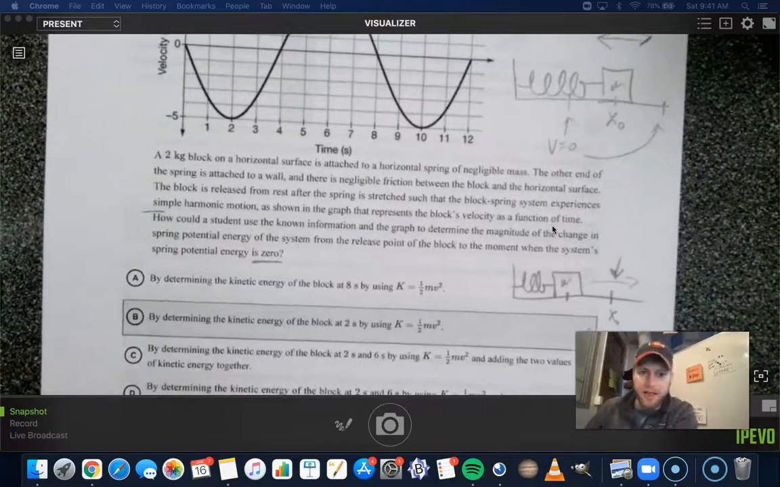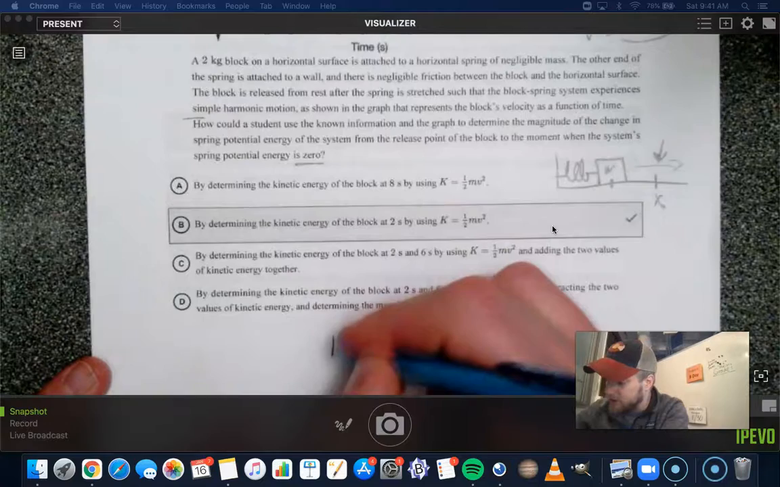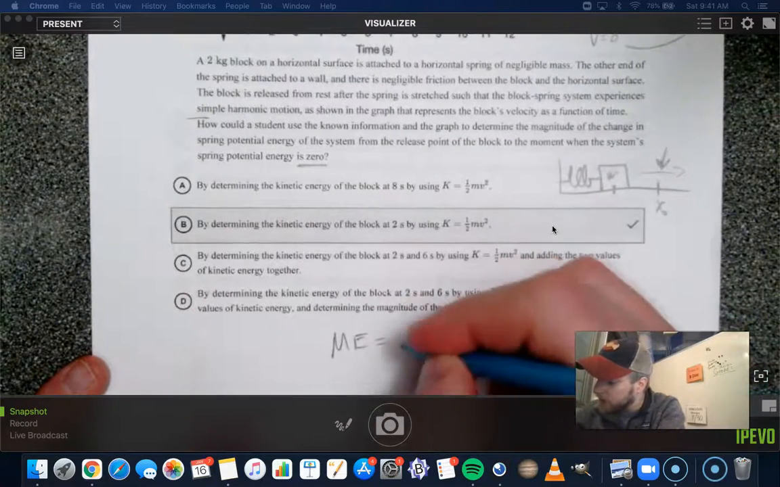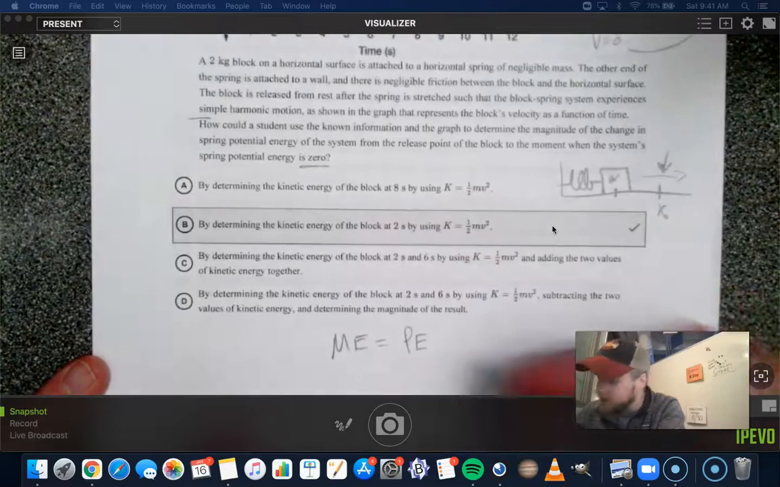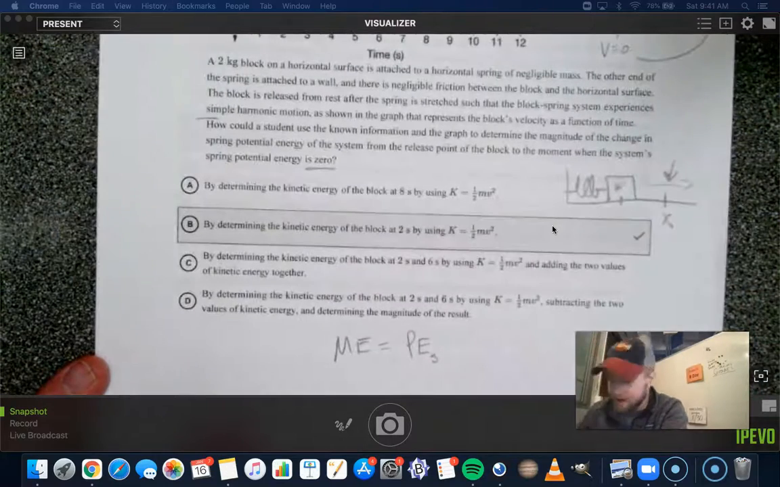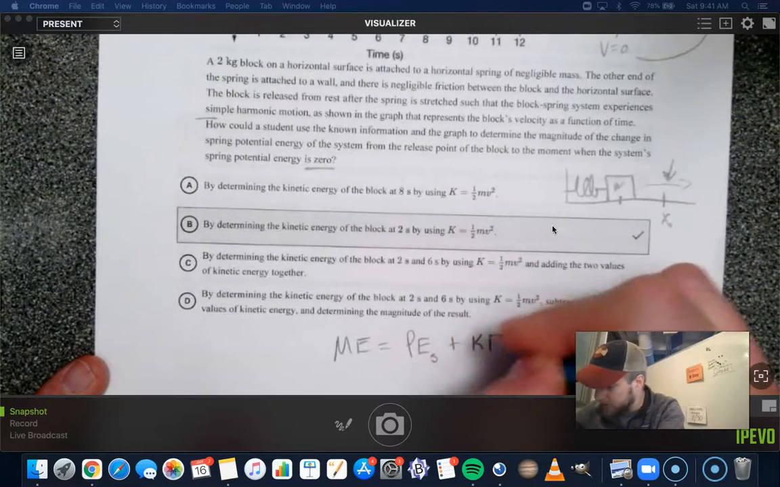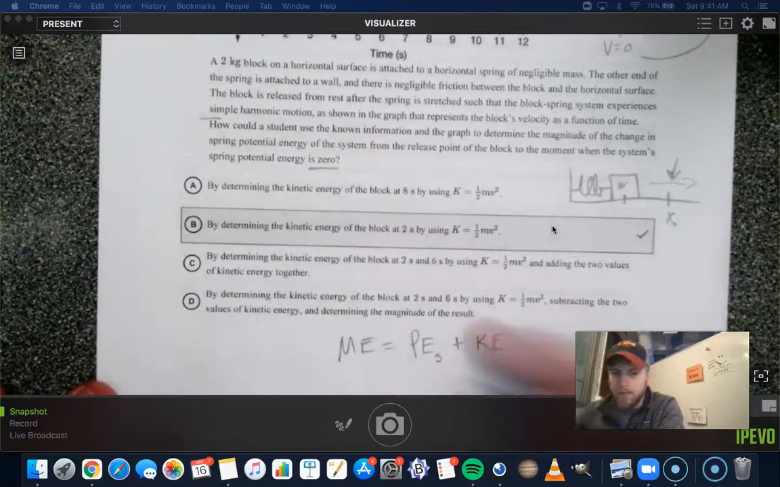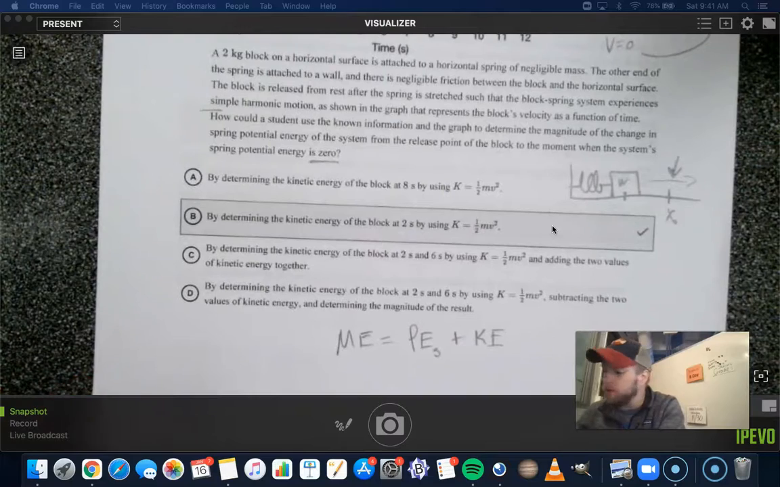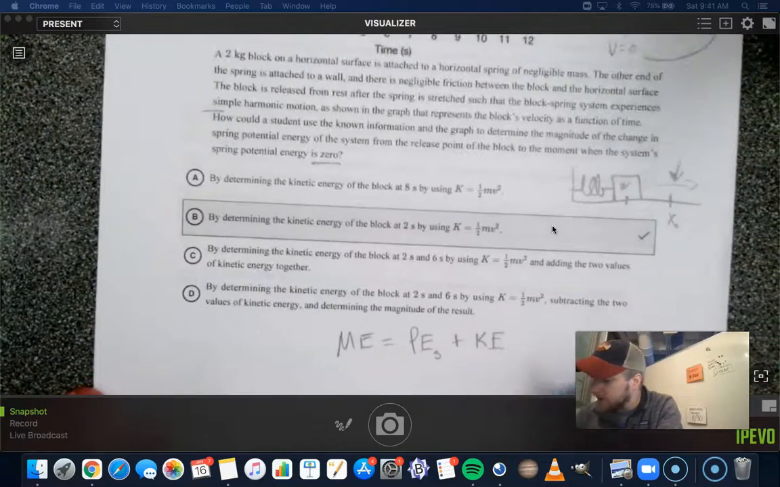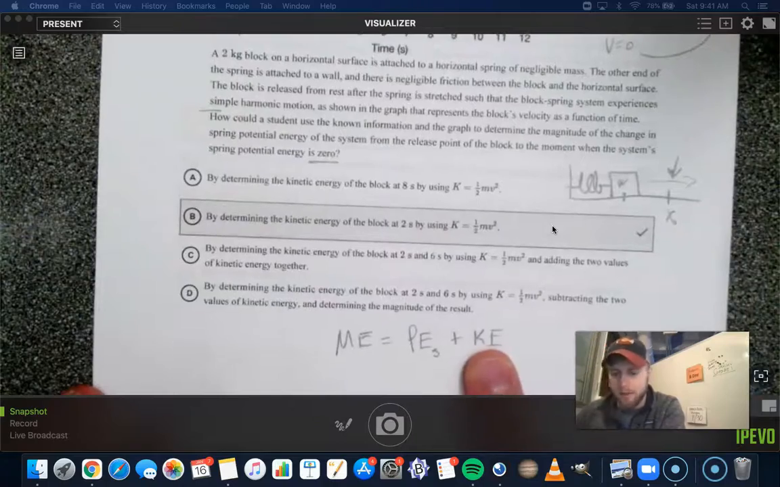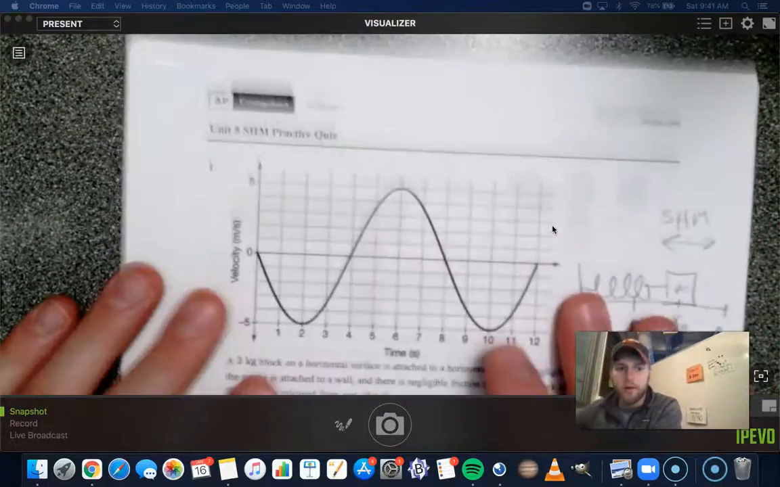Another important thing to think about here is we're just talking about conservation of mechanical energy. So mechanical energy is equal to potential energy, in this case just spring potential or elastic potential, plus kinetic energy, the energy of it moving back and forth. So what we want to know is the maximum amount of spring potential energy, and the easiest way to find that is to look for a place when the kinetic energy is at a maximum. Let me show you why that is.